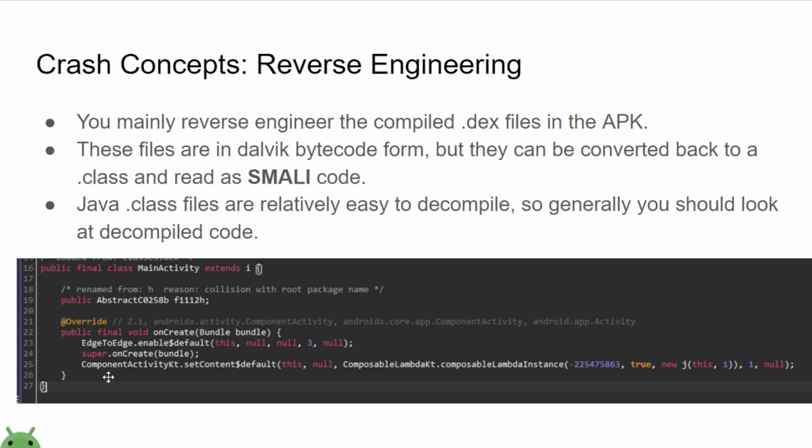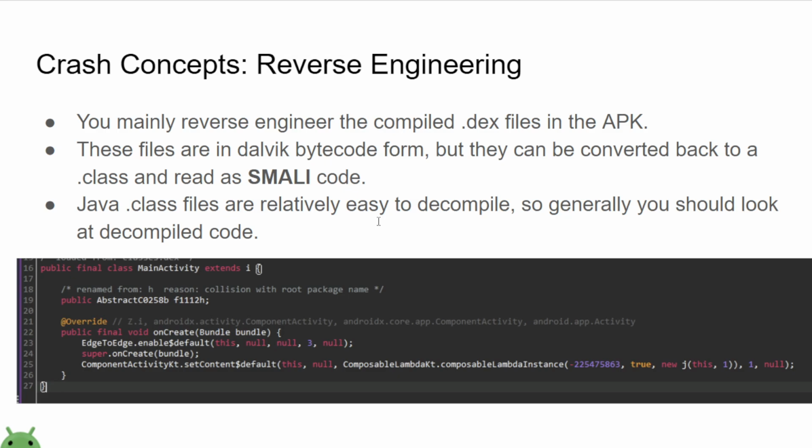The DEXes are in the Dalvik bytecode format, which I don't think actually has a public notation, but they can easily be converted back into .class files. And the .class format can be read in the form known as Smali code. And Smali is basically assembly, but for Java. The good news is the .class files are actually relatively easy to decompile. So generally speaking, you should simply look at decompiled code.